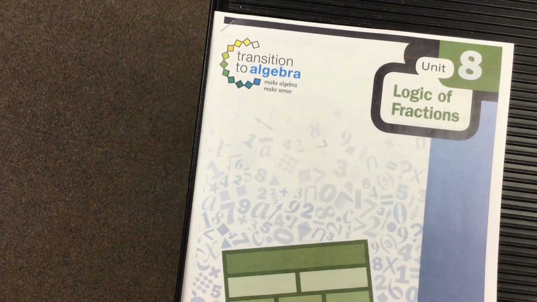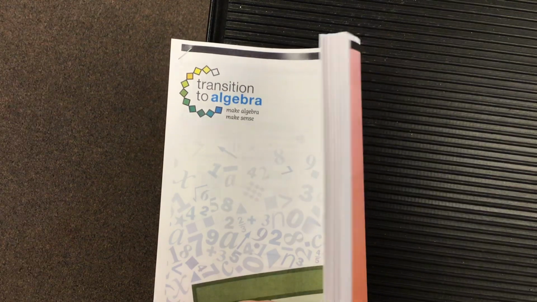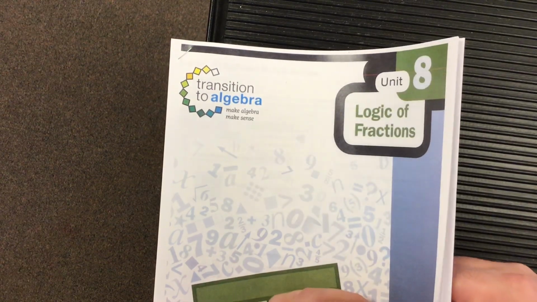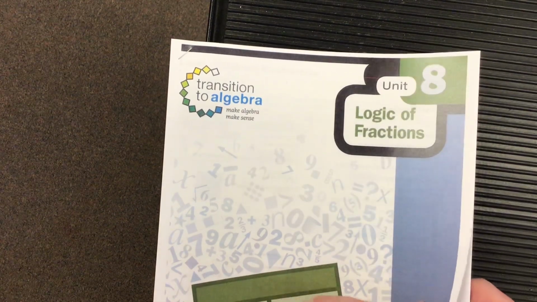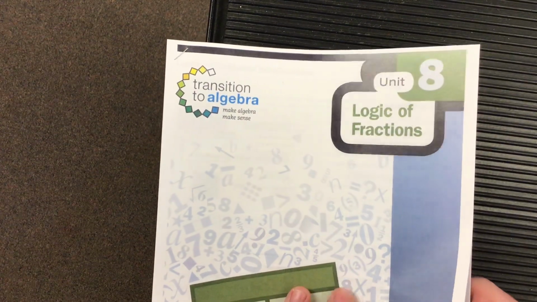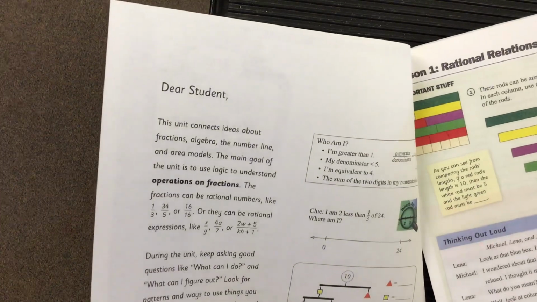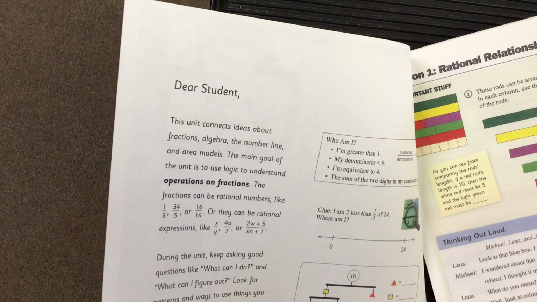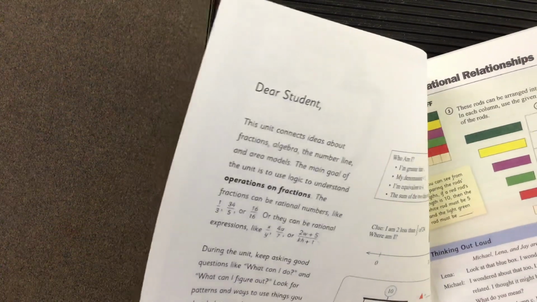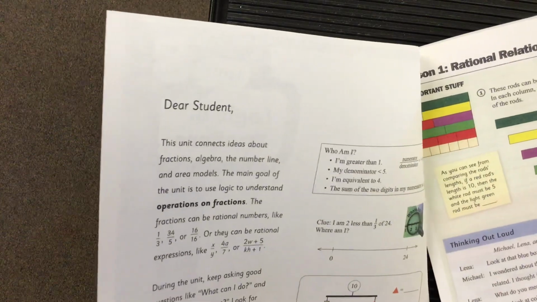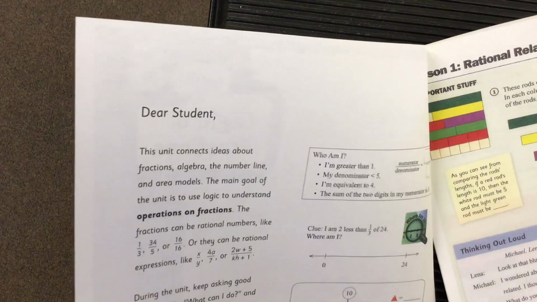So you notice Unit 8 is called Logic of Fractions. This unit's going to be a lot on fractions and concepts with them: adding, subtracting, multiplying, dividing, how you do that. We're going to start with tables and how to visualize. If you look at the front cover, this unit connects ideas about fractions, algebra, number line, area models, all things we have talked about. The main goal of this unit is to use logic to understand operations of fractions.